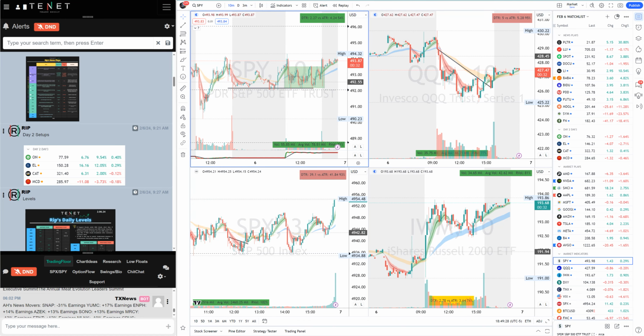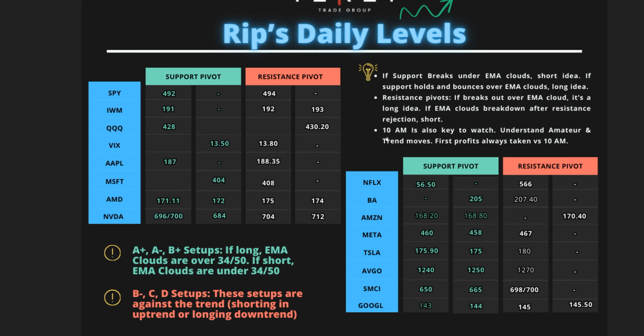And then I also create more levels for my community, which are marketplace. What are marketplace? These are the plays dependent on market indices, which we play every day, like Apple, Microsoft, AMD, NVDA, Netflix, Boeing, Amazon, Meta, Tesla, AVGO, SMCI, Google. You can see the support and resistance pivots, and how to play those using EMA clouds is listed on my daily levels as well.